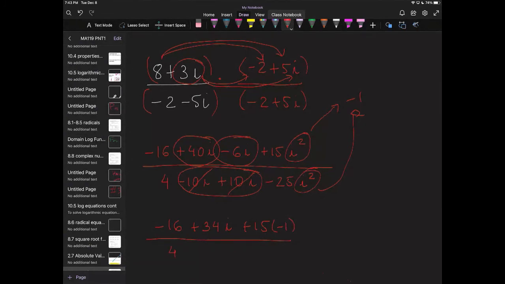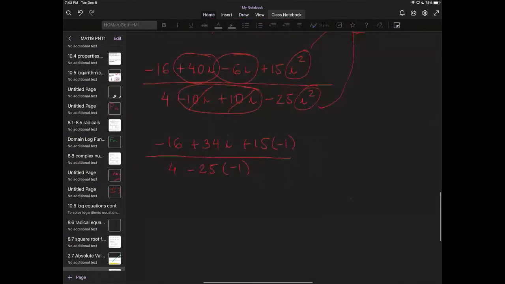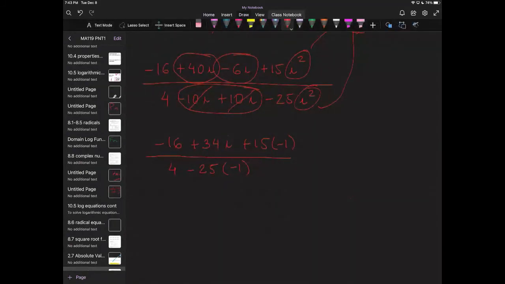On the bottom, after canceling the middle terms there, I have 4 minus 25 times -1. Now let's simplify a little bit more the expression. So what we get then is -16 plus 34i. Now we have -15. On the bottom, I have 4 plus 25.